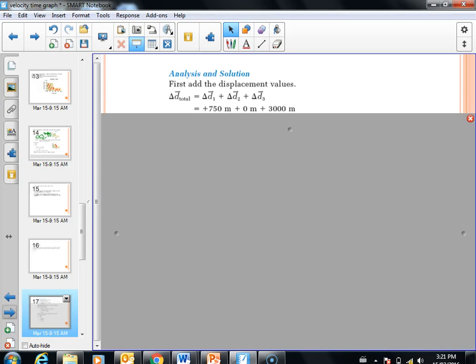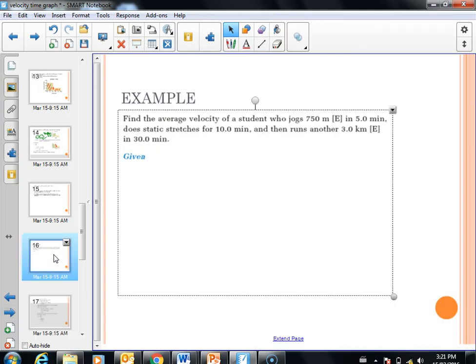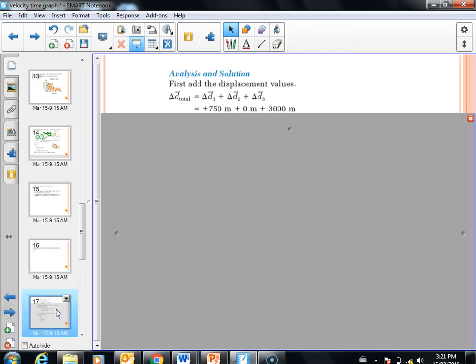I ran 750 meters, and then I stayed in one spot. I'm imagining I'm the student now. And then 3,000 meters. Where did 3,000 meters come from? Let's go back and see. Oh, it's 3 kilometers. Now, when we have to do conversions that way, if you remember, we use my handy saying of killer hens defeat modern day chicken men.